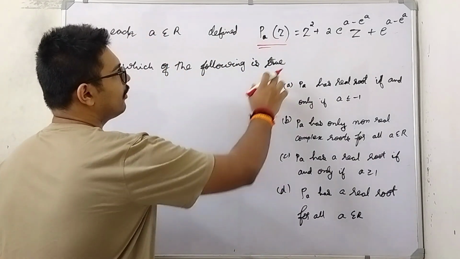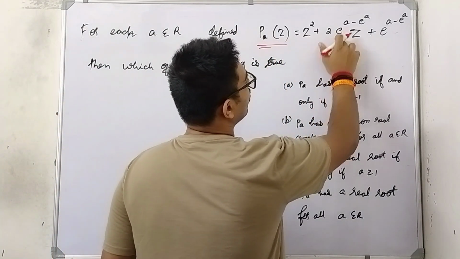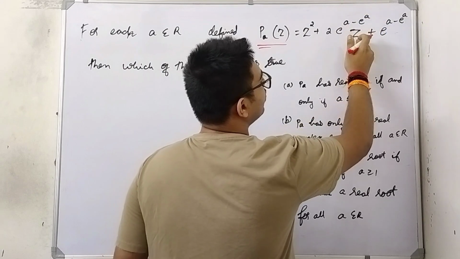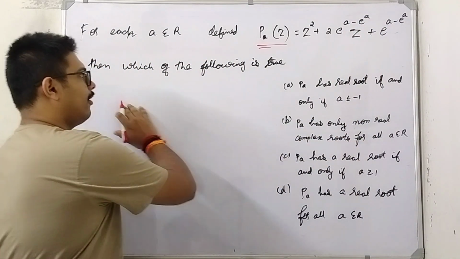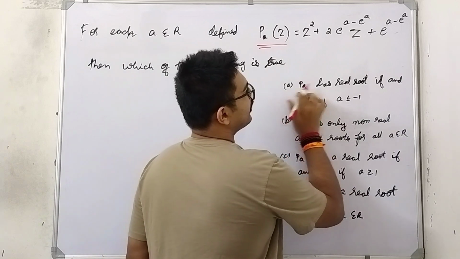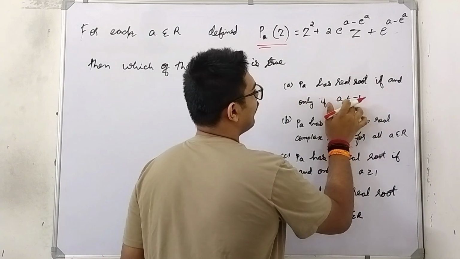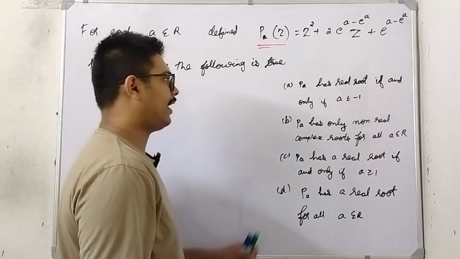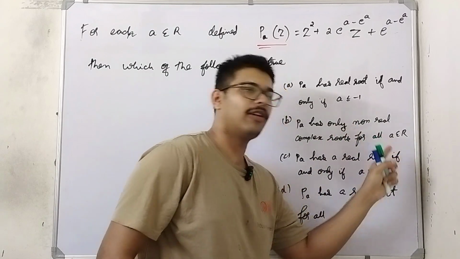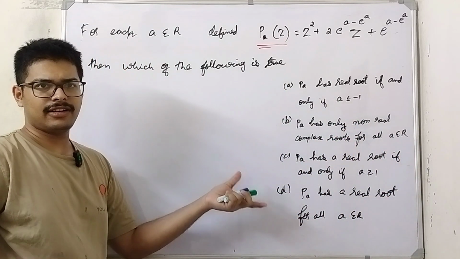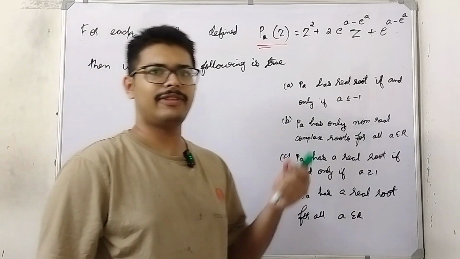See, p of a equal to z square plus 2e raised to a minus e raised to minus a z plus e raised to a minus e raised to minus a. Which of the following is true? We need to find. P of a has real root if a value is less than minus 1. P of a has only non-real, complex root for all a element of R. We need to check what kind of roots it has.